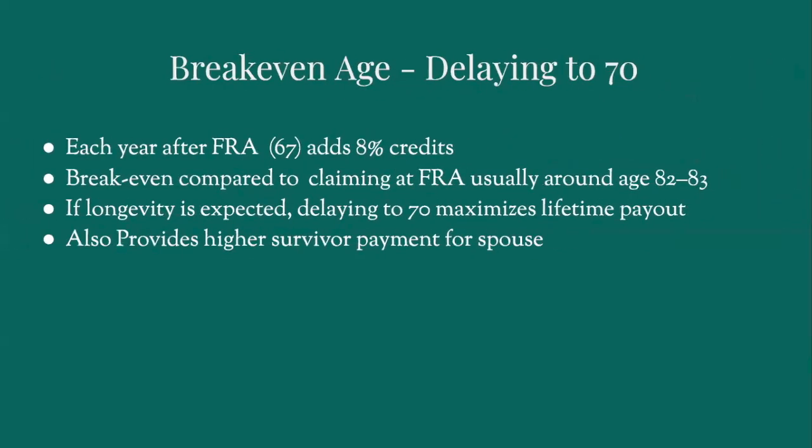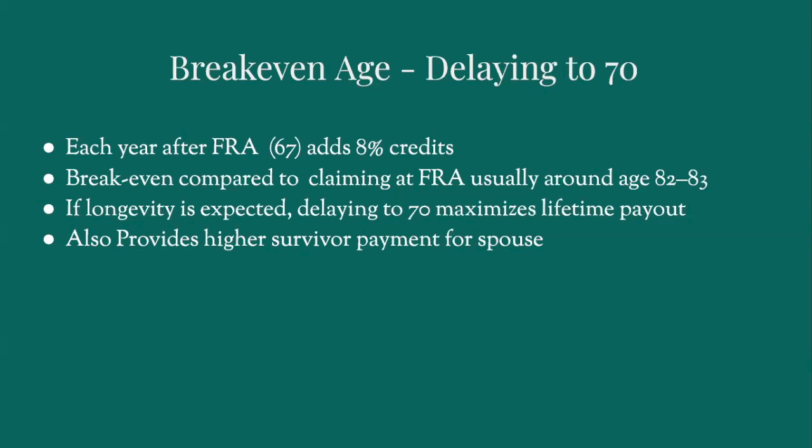Break-even age, delay until 70. Each year after your FRA adds 8% credits. So my break-even compared to claiming at my full retirement age, which we're going to assume is 67, is usually around 82 to 83. So if longevity is expected, delaying till 70 maximizes your lifetime payout. It also provides higher survivor payments for your spouse.